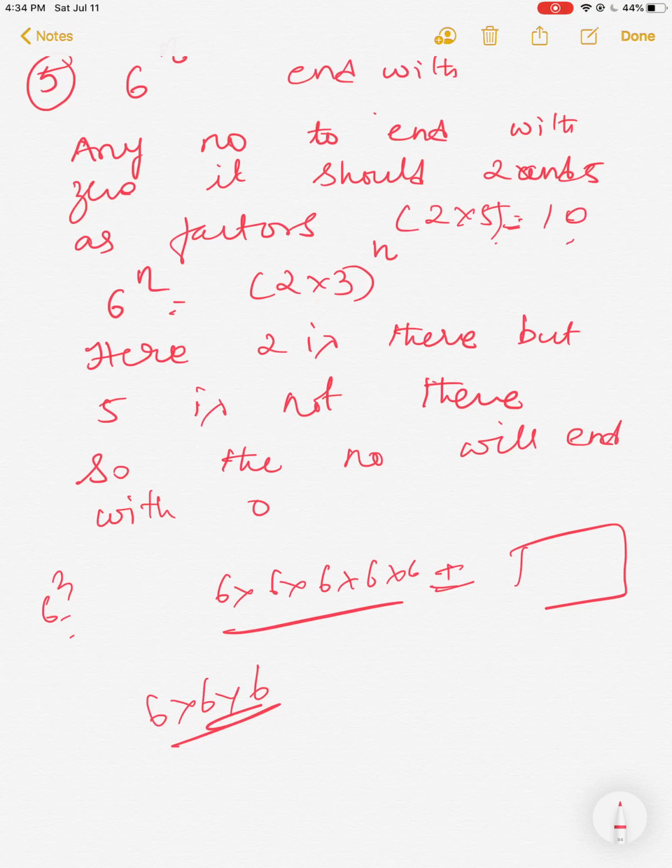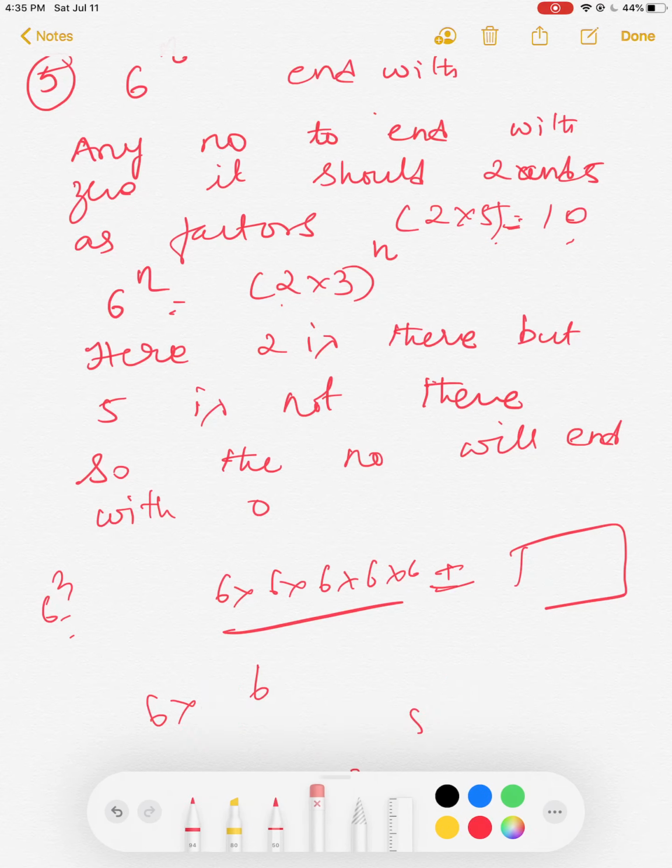Here 6 we can write in the form of 2 into 3 raised to power n, n can be any natural number. Here 5 is not there, so that is why this number will not end with 0. Supposing it were 2 into 3 into 5, that is 2 threes are 6, 15 raised to power n, 15 twos are 30, this number will end with 0. That means for a number to end with 0, it is compulsory that it has 2 and 5 as factors.